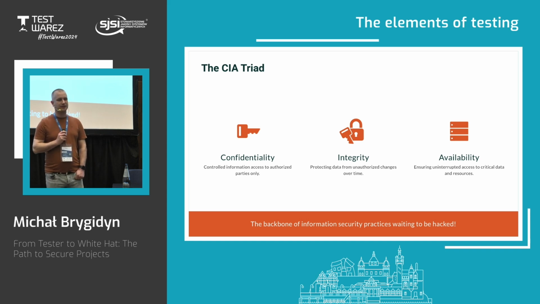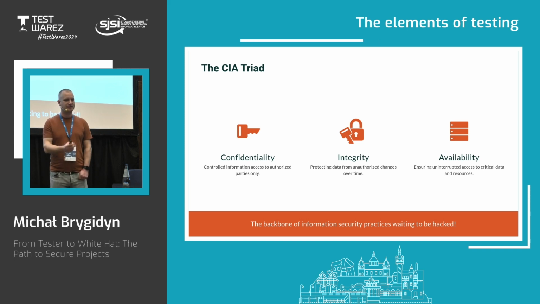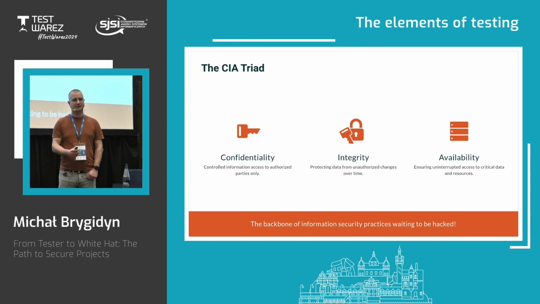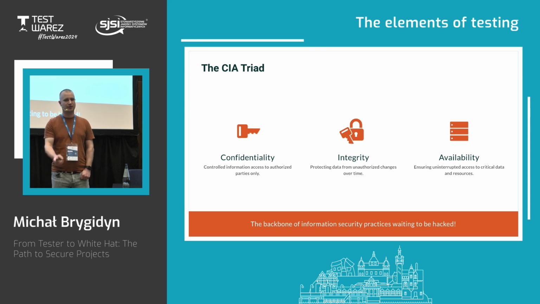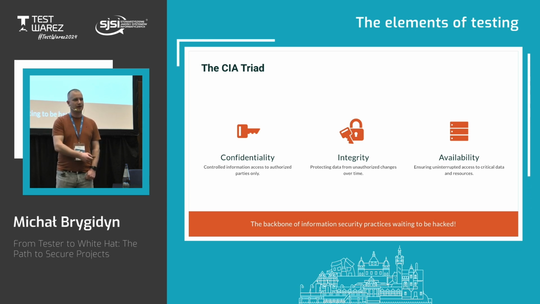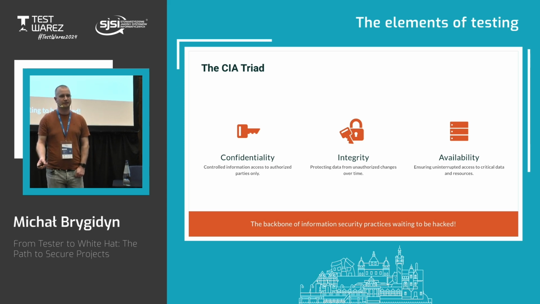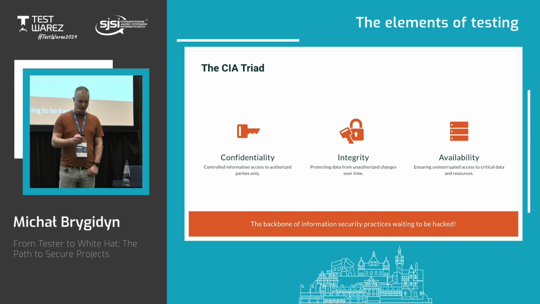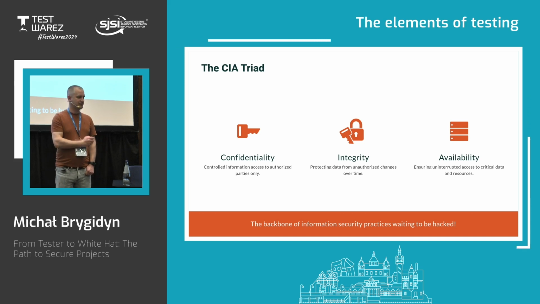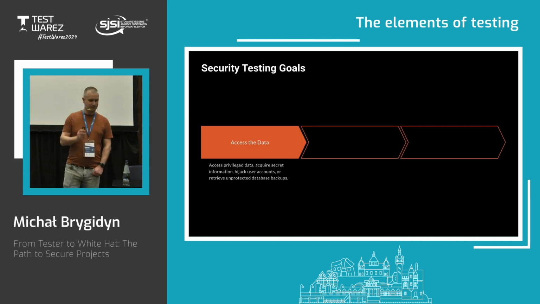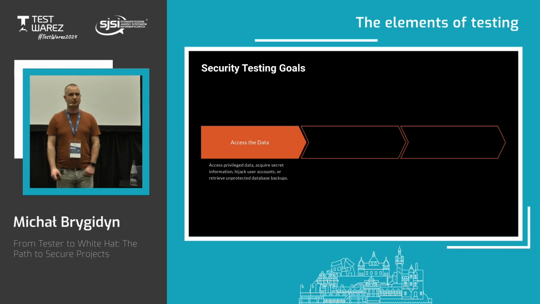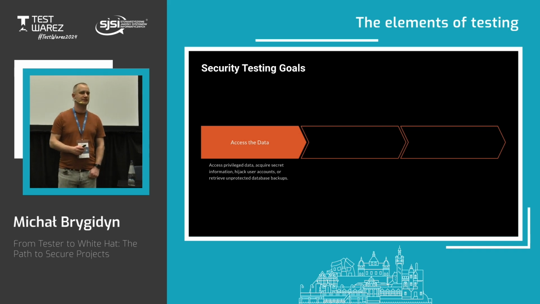And then availability means that if we need that data, it's there for us. So the system works. We can log in. We can check what's there. We can check the bank account statement. We can check our archive in some messaging apps. So now we know what security is, and what we need to know is what we want to test and what our goals are in security testing.